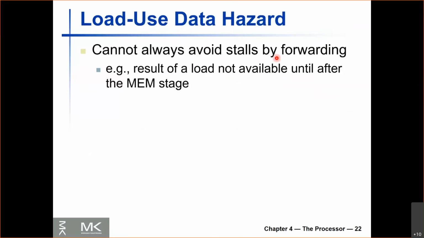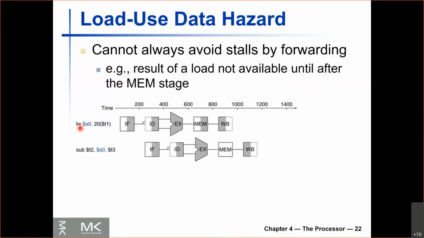So forwarding is a great way to avoid stalling, but it turns out that we cannot always avoid stalling by forwarding, because sometimes the results are just not available, and this is the case with a load instruction. So if S0 is the result of a load, and then I have an instruction after that that's using S0, like a subtract instruction, then I can't forward. Why? Because the value of S0 is not available after the ALU. When is the value of S0 available?